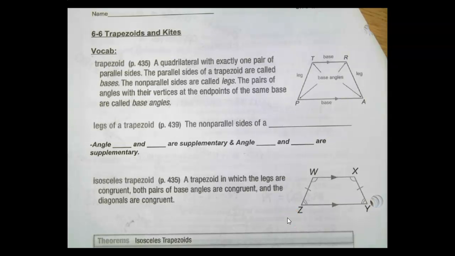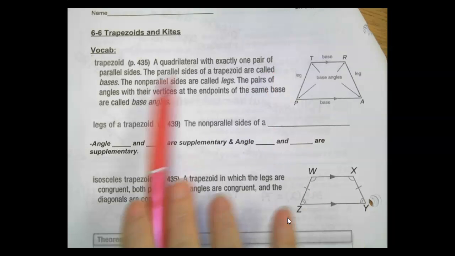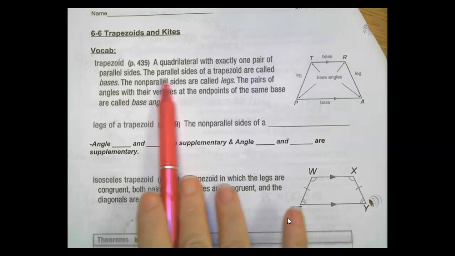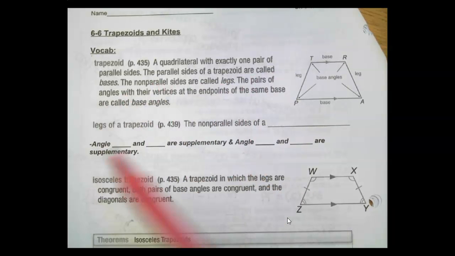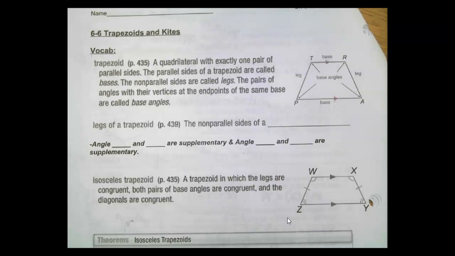All right, so today we're going to do trapezoids and kites. So this page looks like a bunch of vocabulary, so it's not too bad. A trapezoid is a quadrilateral with exactly one pair of parallel sides. The parallel sides of a trapezoid are called the bases. So here are your parallel sides, and there are your bases.